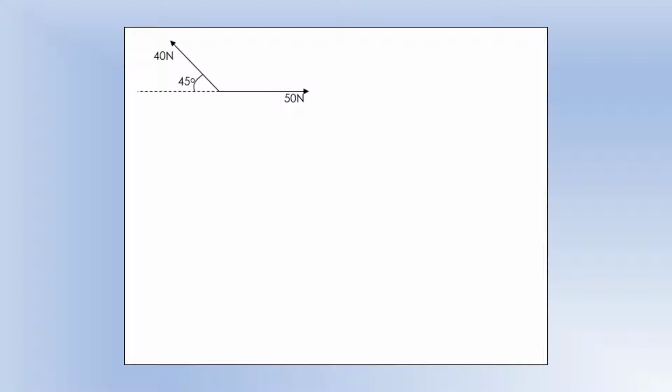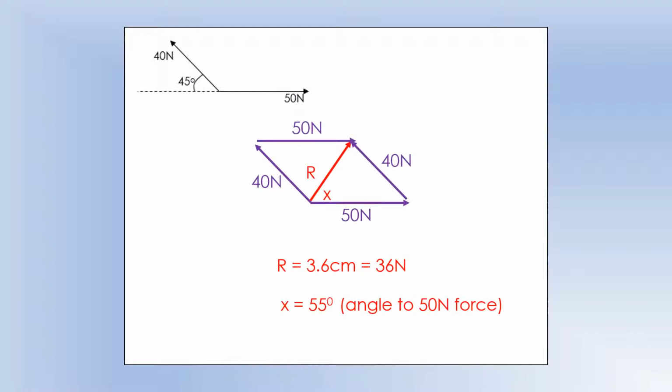Okay, so final drawing. So we've got our two forces again. Again, we go from tip to tail. So we go 40, then 50, or 50, then 40. Form our force parallelogram. Resultant goes from start to finish. And again, I used a 1 centimeter equals 10 newton scale. So my resultant is 3.6 centimeters, so 36 newtons. The angle is 55 degrees to the 50 newton force. And that completes using scale diagrams to determine resultant force.